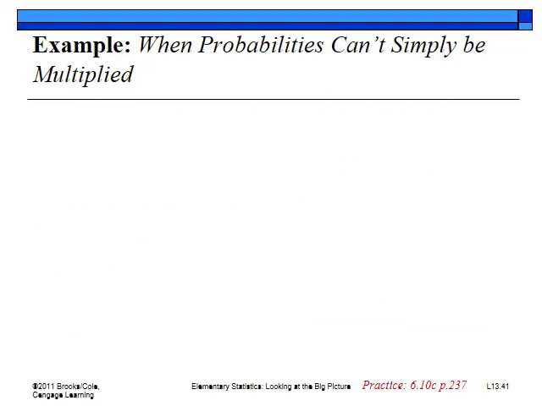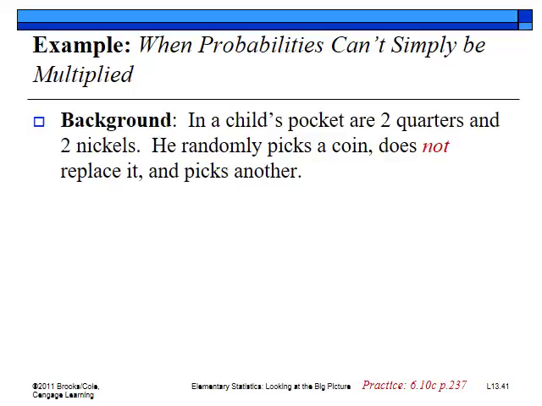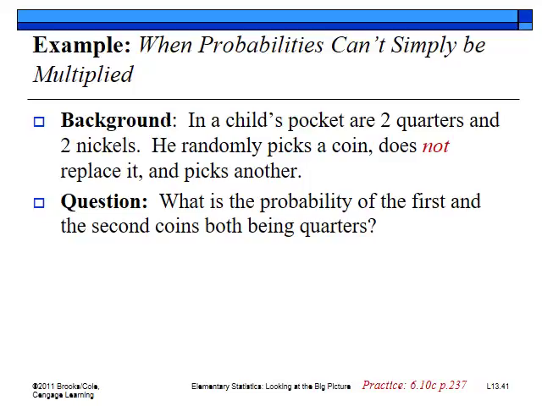But just like with ORs, there is a complicating factor for this rule about ANDs. Let's say that in a child's pocket there are 2 quarters and 2 nickels. If the child randomly picks a coin and then, without replacing the first one, picks another coin, what is the probability of both coins being quarters?